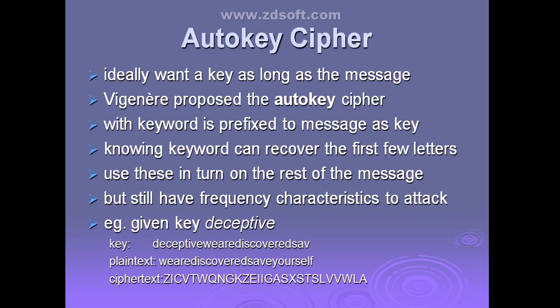Now see here, can you see the PPT? We are considering the keyword as deceptive. It is only 9 letters, and the plain text is: we are discovered, save yourself. Once the keyword deceptive is over, we again attach the plain text message itself to the keyword. After deceptive, we write again the same plain text message, that is, we are discovered save. Those many letters needed to make it the same length as the plain text, we take from the plain text message itself and add to the keyword.